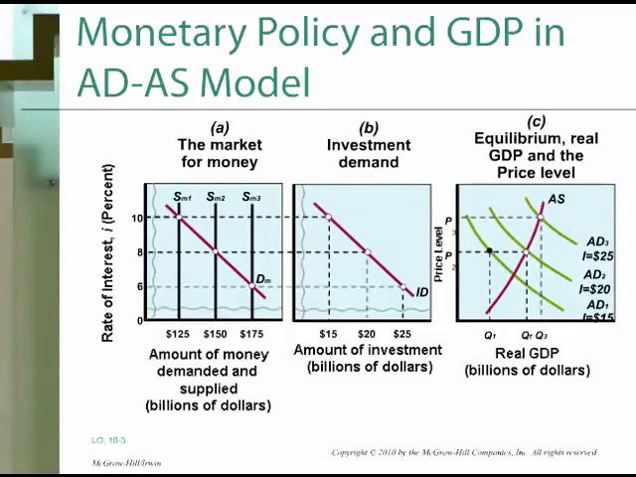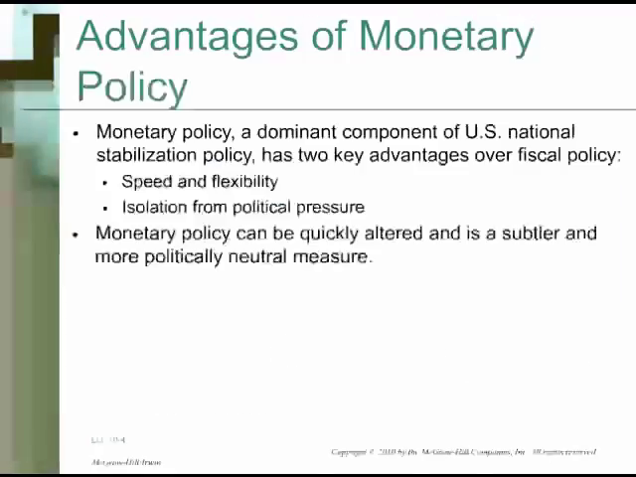A tight money policy that shifts the money supply curve leftward from SM3 to SM2 increases the interest rate from 6 to 8%. Investment spending thus falls from $25 billion to $20 billion, and the aggregate demand curve shifts leftward from AD3 to AD2, curtailing inflation.